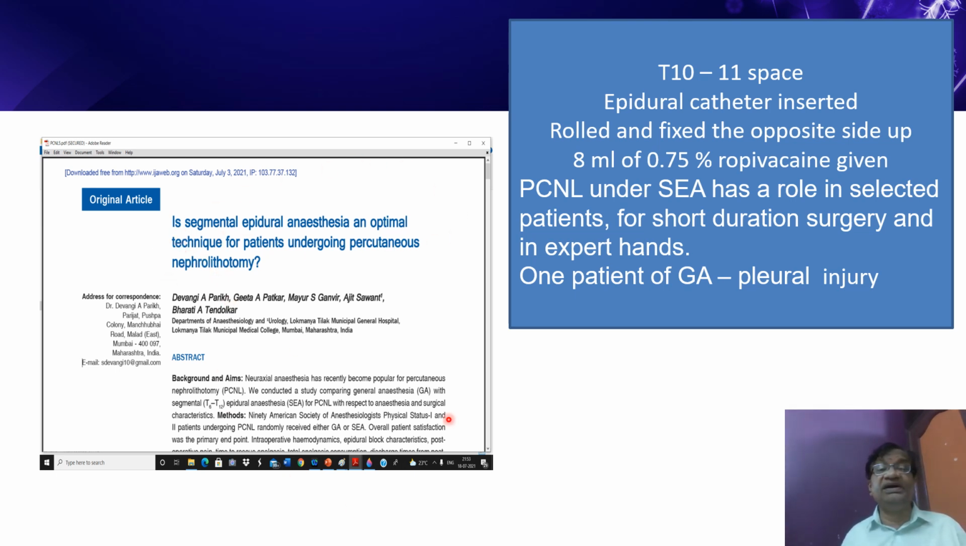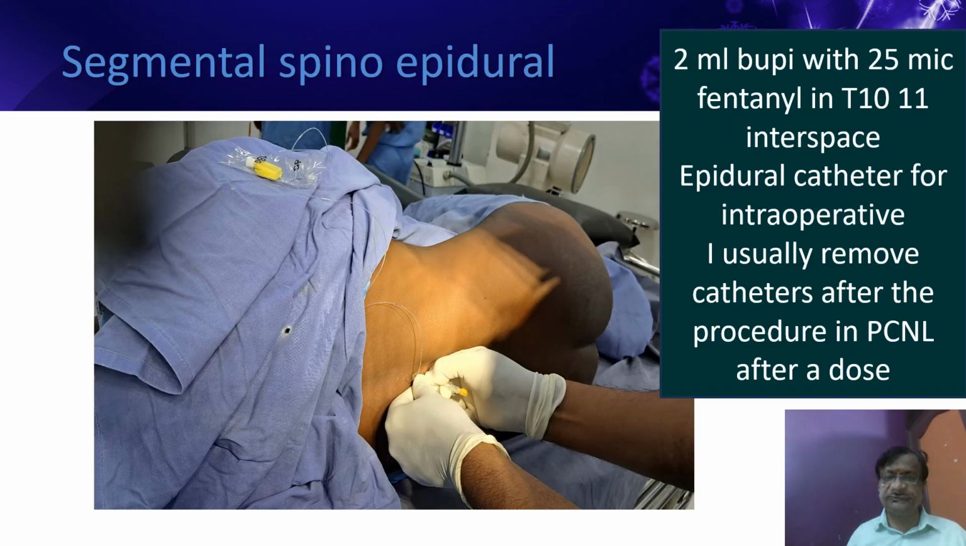Segmental epidural, an optimal technique. T1, T7 space, epidural catheter, rolled and fixed on the opposite side up. So, for example, left PCNL, the epidural catheter should go on the right side and up. It has a role in selected patients, short durations, expert hands. One patient had epidural injuries.